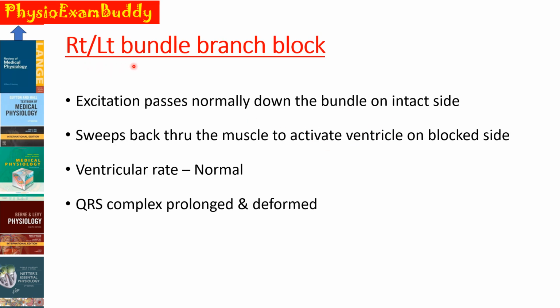Next is about the right or left bundle branch block. In bundle branch block, the excitation passes normally down the bundle on the intact side and then sweeps back through the cardiac muscle to activate the ventricle on the block side. Therefore, the ventricular rate is normal in this case, but the ECG shows a prolonged QRS complex as well as a deformed QRS complex, which is a feature of right or left bundle branch block.